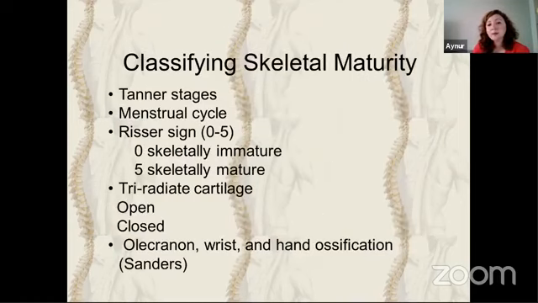We must classify the skeletal maturity. How do we classify the skeletal maturity? With Tanner stages, menstrual cycle, Risser sign, triradiate cartilage, olecranon, wrist and hand ossification.